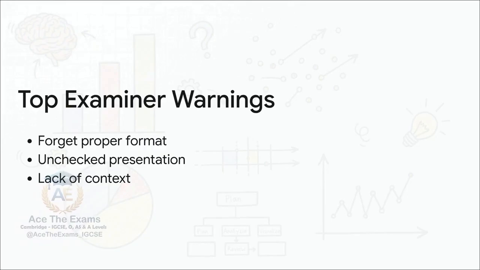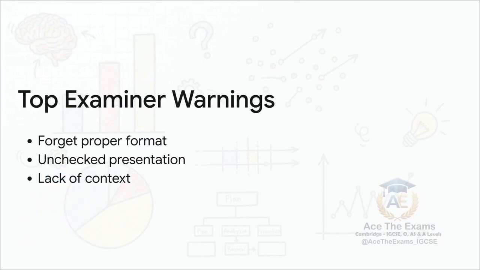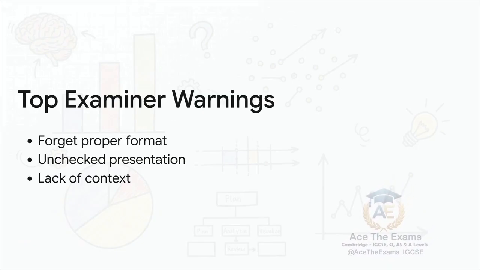And trap number 3, providing generic answers. If the data is about the lifespans of 2 different battery brands, you cannot just say Group A has a higher median than Group B. You must say brand A batteries have a longer median lifespan than brand B. You must use the context.